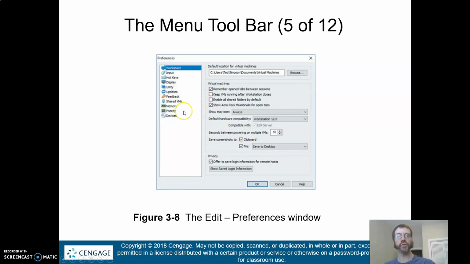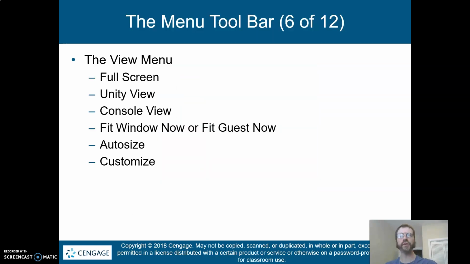Pay close attention when you're doing some of these things. Particularly pay attention to things that require administrative access. There are some things you can do in here, but only, say, for example, if you're editing your preferences and you're editing virtual network settings, those things you may only be able to do with administrative access. Then you've got your view menu: full screen, Unity, console, fit, auto size, or customize.